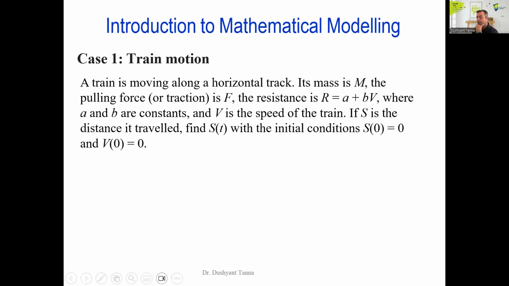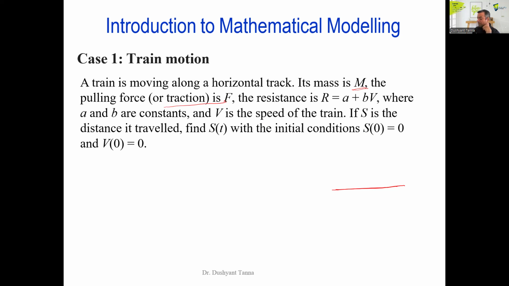So a train is moving along a horizontal track. So this is how the train is moving on a horizontal track, with a mass m and the pulling force or attraction F. Now, in most situations, you'll be given all the required formulas, but if it's some basic formula, for example, F is equal to ma, all that kind of thing, then you should make yourself familiar with certain basic things, right?